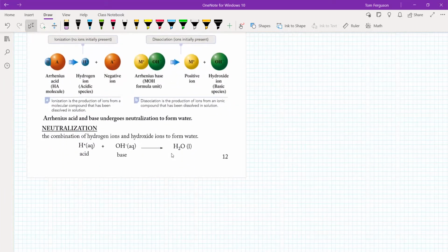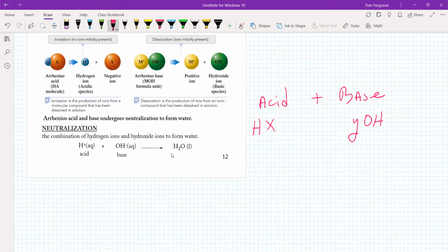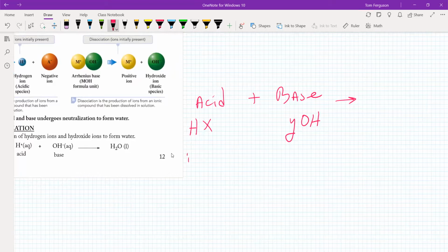The deal is when we mix an acid and a base. Remember, an acid has got an H and something. A base has got something with an OH. And this H is ionized, and this OH is ionized.